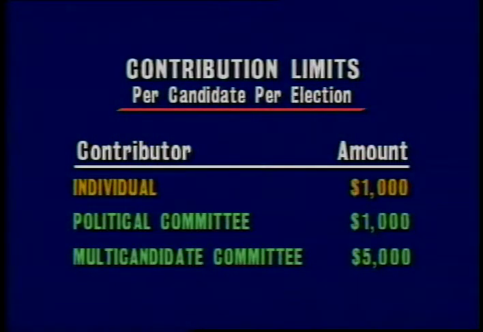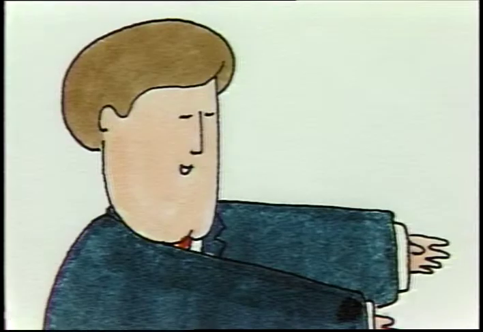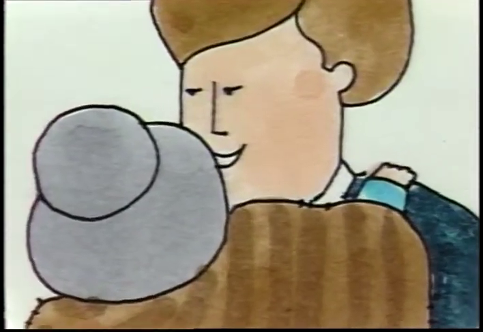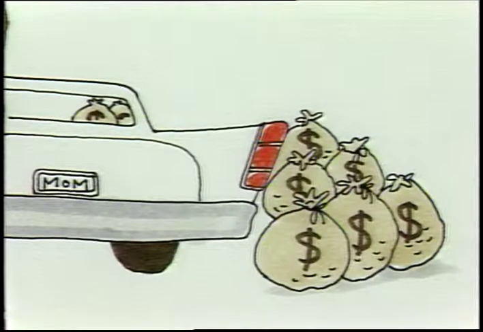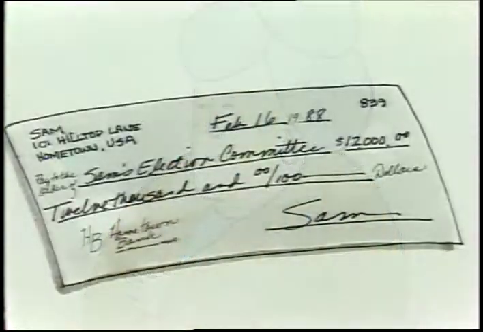An individual may contribute up to $1,000 to a candidate per election. My son, the congressman. Oh boy. I love you, Mom, but to the FEC you're just another contributor. Your family members, even your spouse and your parents, are subject to the same limits as everyone else. But there's no limit on how much you, the candidate, can contribute from your personal funds.